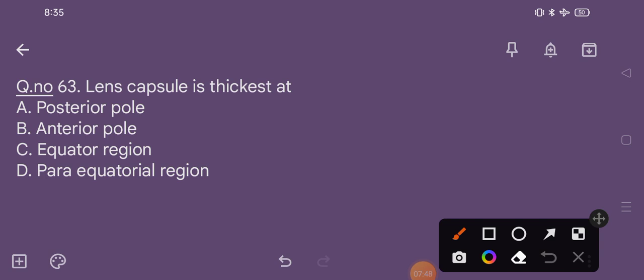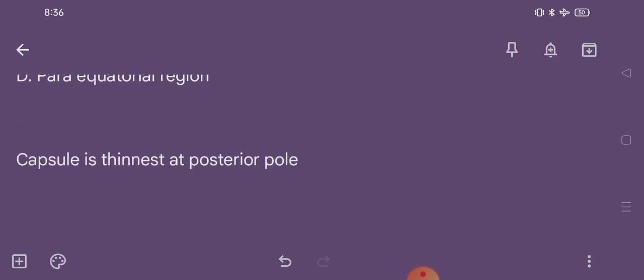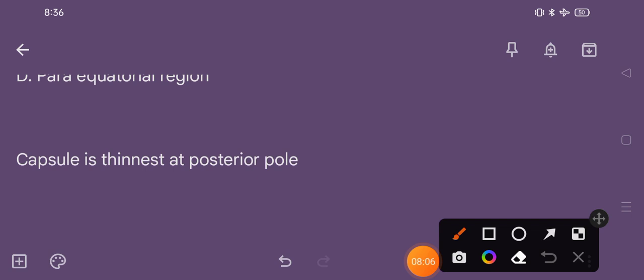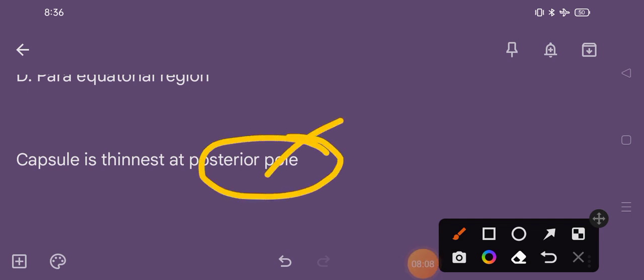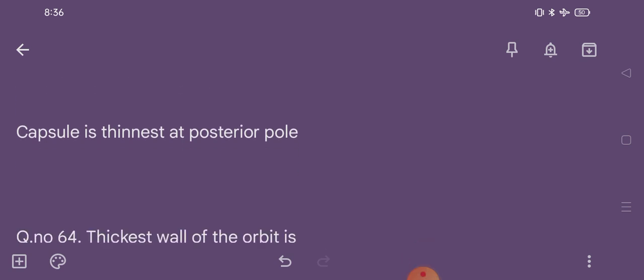Posterior pole, option B is anterior pole, option C is equator region and option D is para-equatorial region. Lens capsule is thickest at para-equatorial region. और thinnest जो होता है कैप्सूल, lens capsule is thinnest at posterior pole. तो posterior pole पे ये thinnest होता है और thickest होता है para-equatorial region पे.